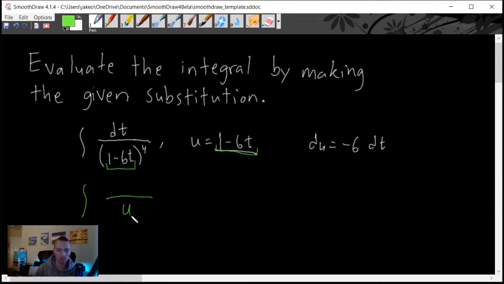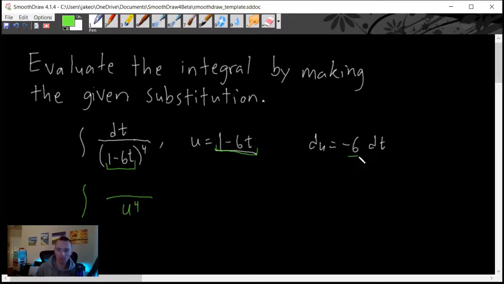So doing that is going to leave us with u to the fourth on the bottom, on the denominator. Then what we need to do is deal with our dt here, because dt we also want to convert to be in terms of du. To do that, we kind of figured out this equation over here that involves dt. All we really have to do now is take this equation and solve it for dt.